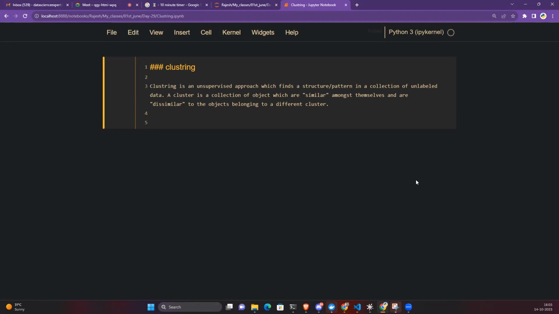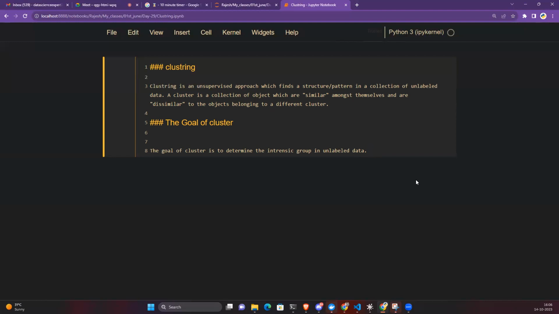And the goal of clustering is what? The goal of clustering is to determine the intrinsic group in unlabeled data.